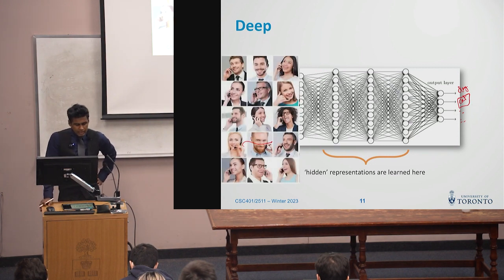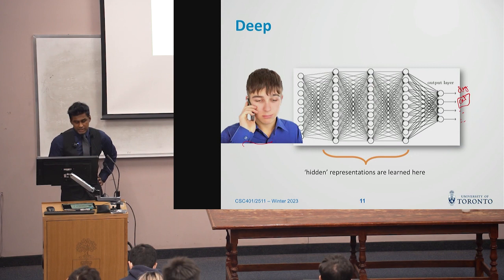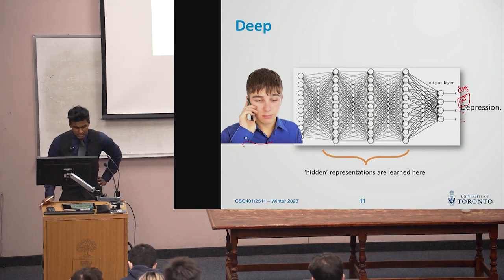Similarly, you can train on human faces and classify their emotional state. So you take this picture, and it comes out as, say, this person is depressed.